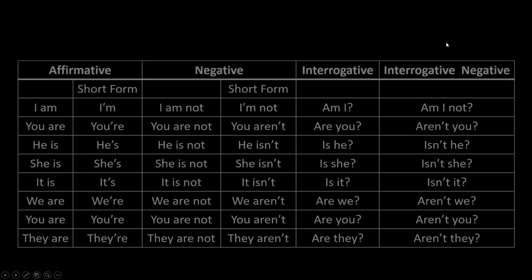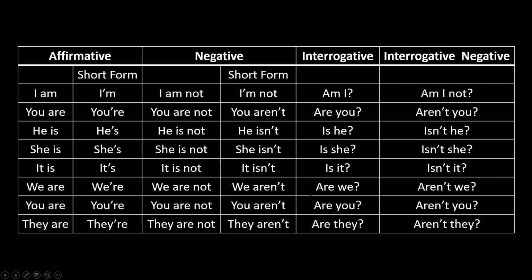Let's move on. Here you have the complete conjugation of the verb to be. Take a look, just a second. Here we have the affirmative form: I am, you are, he is, she is, it is, we are, you are, and they are. And here we have what we call the short form or contracted form: I'm, you're, he's, she's, it's, we're, you're, and they're.